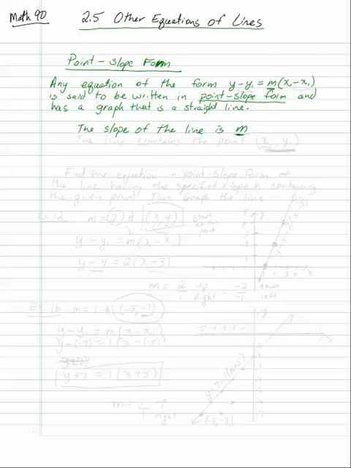And this line passes through, or I'm going to say contains, the point x sub 1, y sub 1. So that's why it's called point-slope form. We're given a slope, we're given a point. So point-slope.